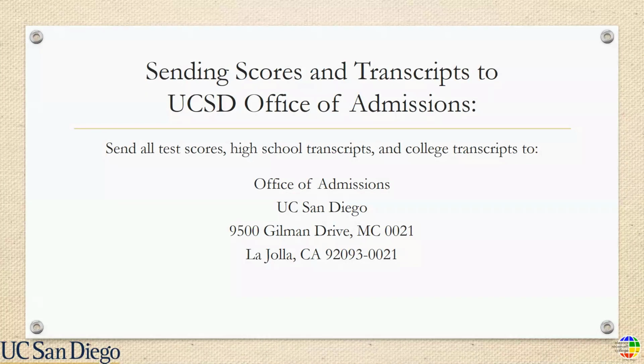As mentioned in the video, if you sent your test scores and official transcripts to UCSD Office of Admissions by July 1st, then they should be posted to your UCSD records by mid-August. If you sent them after the July 1st deadline, you don't need to resend them, but they may be posted late to your UCSD records. If you didn't send them at all, this is the address for the UCSD Office of Admissions. Please be sure to submit those scores and official transcripts as soon as possible.